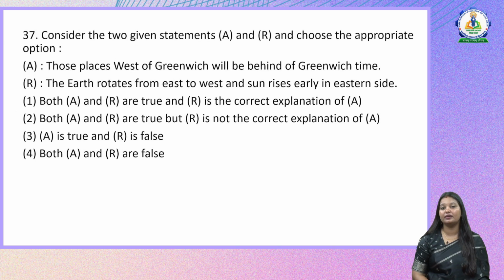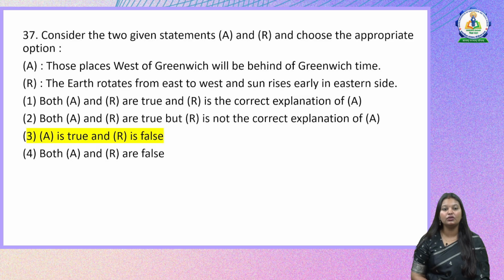Consider the 2 given statements A and R and choose the appropriate options. Those places west of Greenwich will be behind of Greenwich time. The earth rotates from east to west and sun rises early in eastern side. So when you read both of these statements and also see whether they are true by themselves or false by themselves and whether R is the correct explanation of A, we can clearly make out the right answer here is the statement A is true but R is false, because it is actually the opposite.